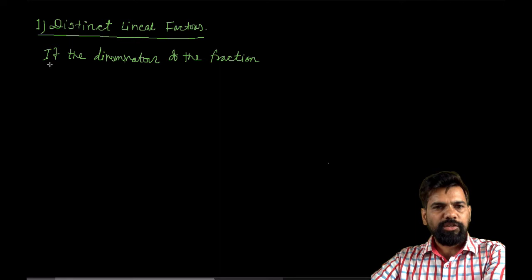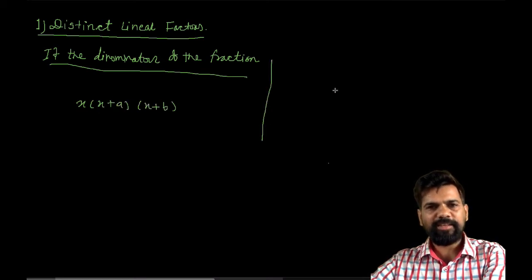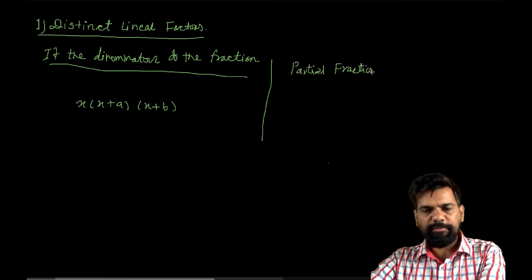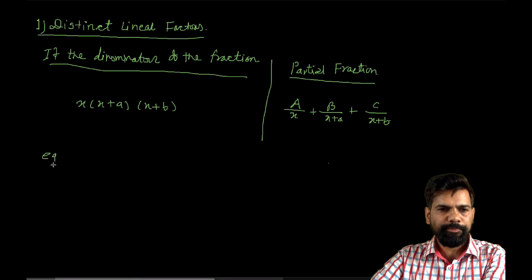If the denominator of the fraction is given as x, x plus a, x plus b, then its partial fraction is A over x plus B over x plus a plus C over x plus b. Now let's take an example.